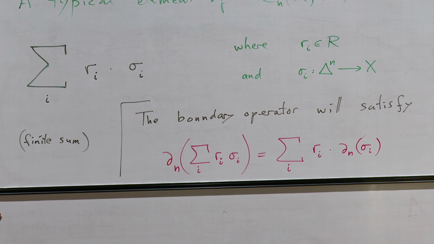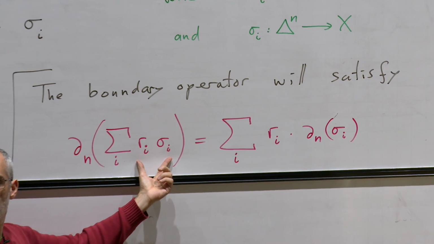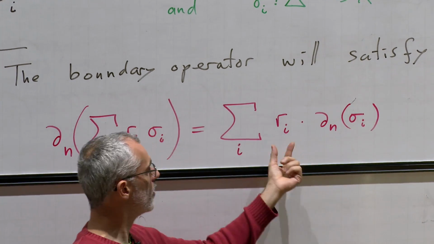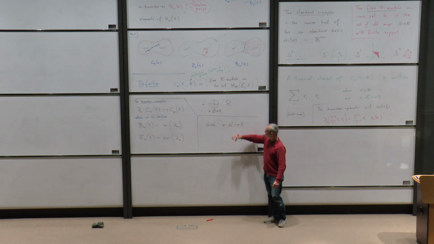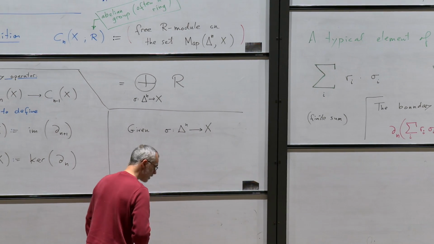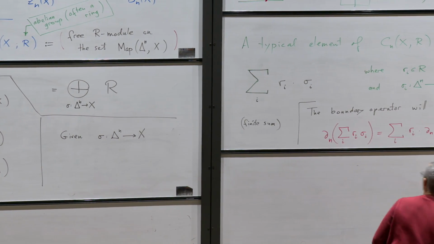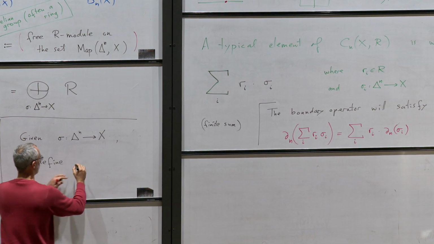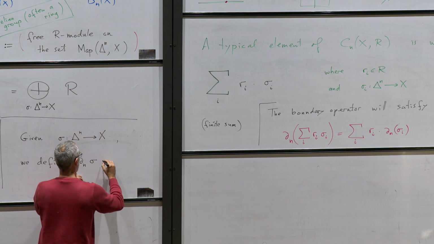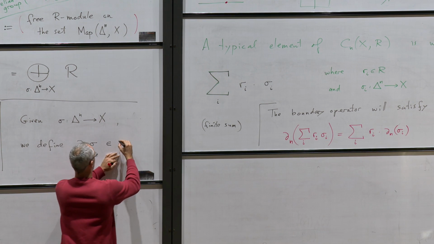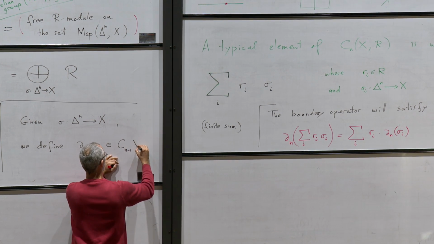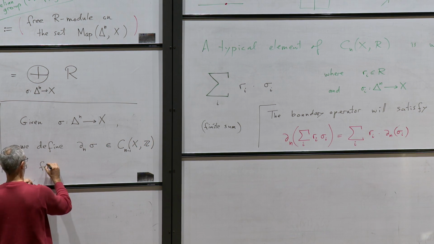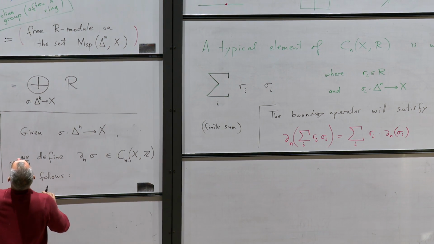We will define this boundary operator in such a way that if I want to feed it a linear combination of these sigma i's, it's enough to know what happens to sigma i, and then you put this as a coefficient. So it's really enough to tell you, given this, we define its boundary, which is going to be an element of the n minus 1 chains on X with coefficients in Z. We define it as follows.